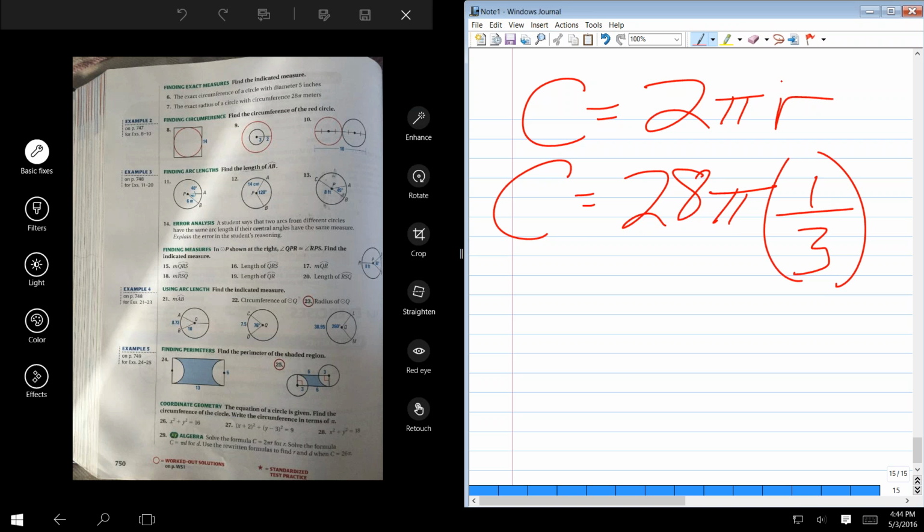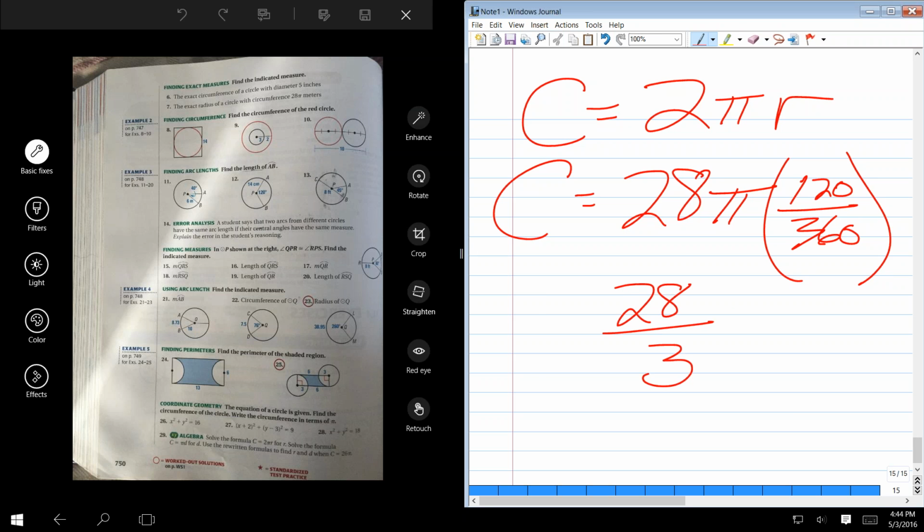Actually, the correct way to do it is the way you said it. In other words, because it isn't always going to round down to a nice number. So it's always whatever that angle is over 360. That's the percentage that you have of that circumference. But just in this case, that happens to be 1/3. Okay? So your answer is 28 over 3 pi. That's the length of that arc, AB.